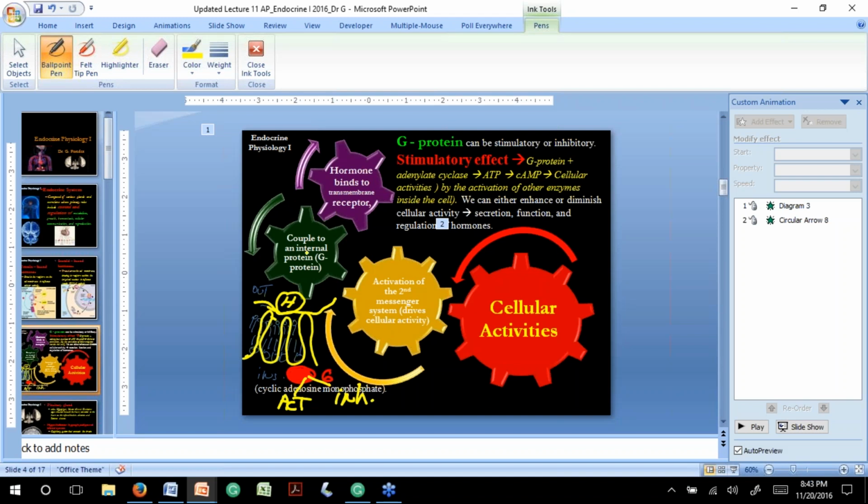Then they couple to the G protein. This G protein activates the second messenger, and the activation of the second messenger means that they are going to do something. What this G protein is going to do is to activate the ATP.